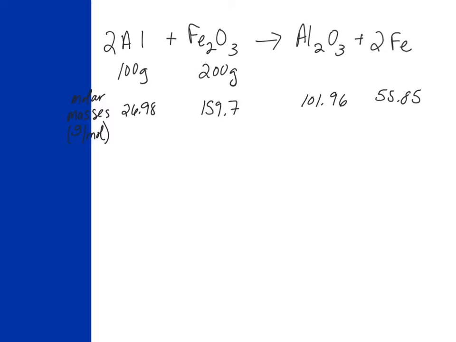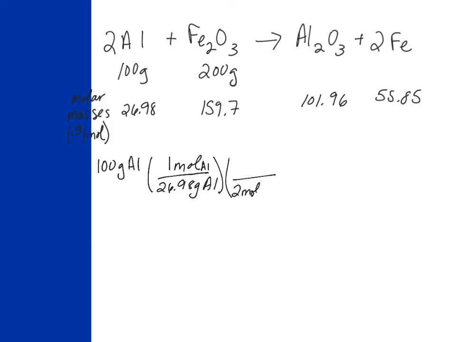So the first thing we need to do is look at one of our reactants. So let's start with the aluminum. If we start with 100 grams of aluminum, we know that we're going to convert to moles. So since grams is on top, we're going to want grams on the bottom. So we're going to write in 26.98 grams of aluminum for 1 mole. If we look at our balanced chemical reaction, we see that for every 2 moles of aluminum, we form 1 mole of aluminum oxide.